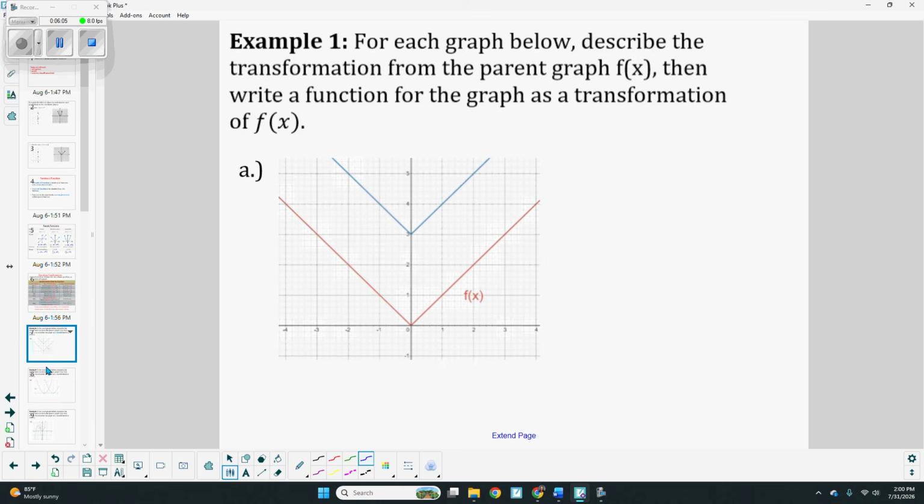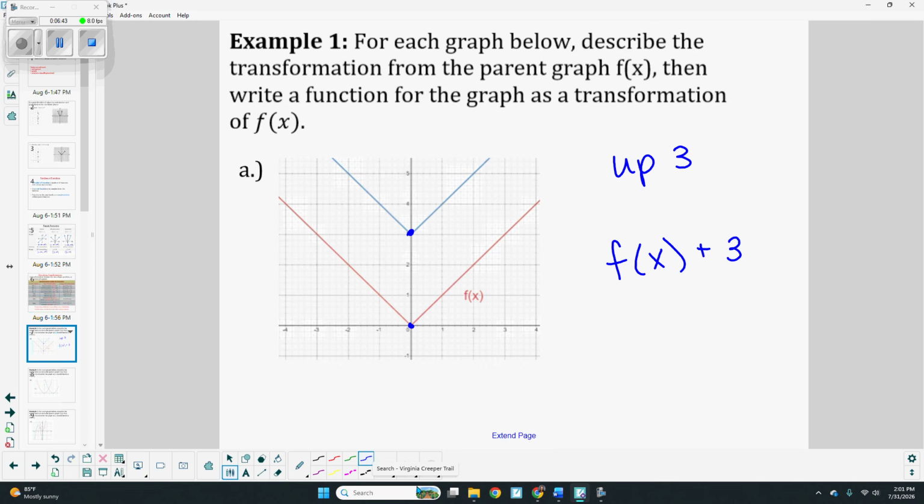So for example 1, for each graph, we're going to describe the transformation and then write a function for the graph as a transformation of f of x. So if my f of x is the red graph here, my new graph had the same point on that line, but now it's up 3 units. So that's what happened. We went up 3. And what I can write for the new function is this was f of x, but we moved it up 3. So remember, vertical changes don't happen to the x, they happen to the whole thing. So this would be f of x plus 3.